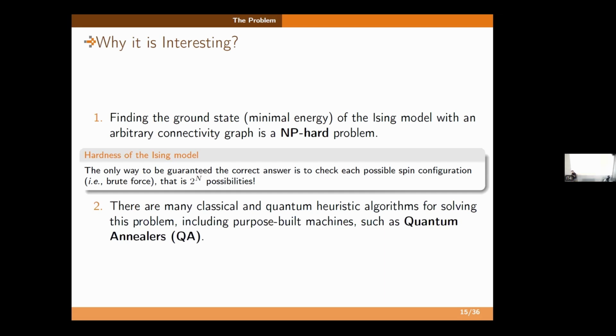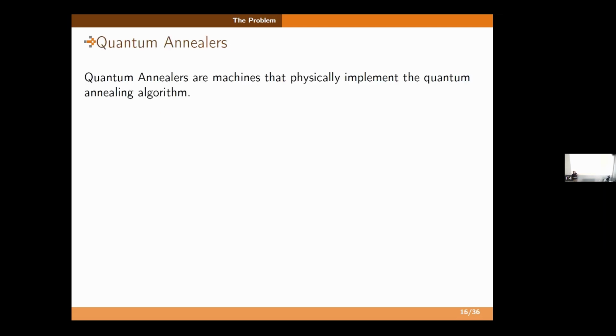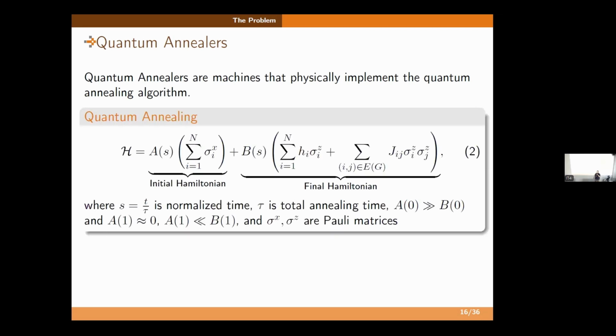And second of all, because this is such an important problem, there are many different heuristics, classical and quantum algorithms for solving this problem, including purpose-built machines such as quantum annealers. What are quantum annealers? They are physical machines that are implementing the quantum annealing algorithm. But to be precise, they are machines built to solve the Ising problem using adiabatic quantum computation. And now I want to stop for a little and introduce how quantum annealing works.